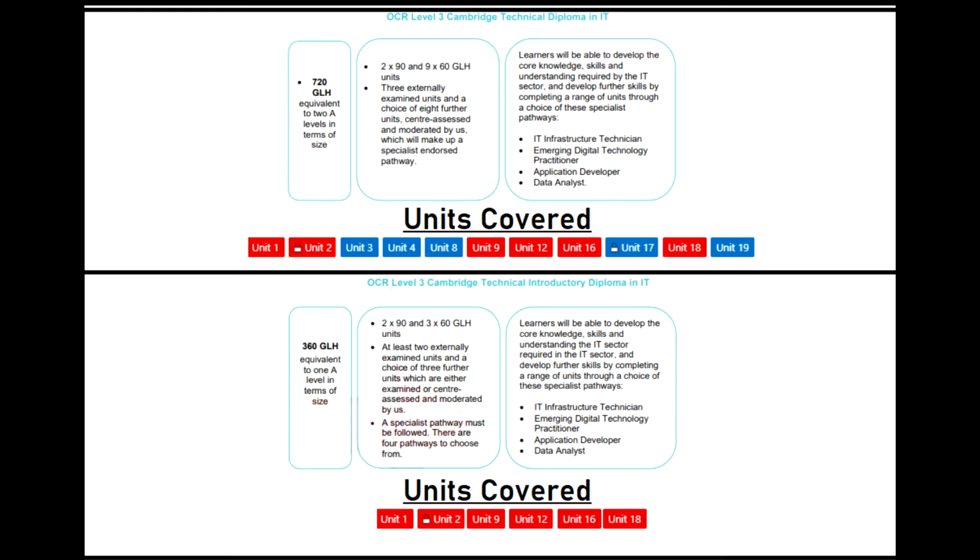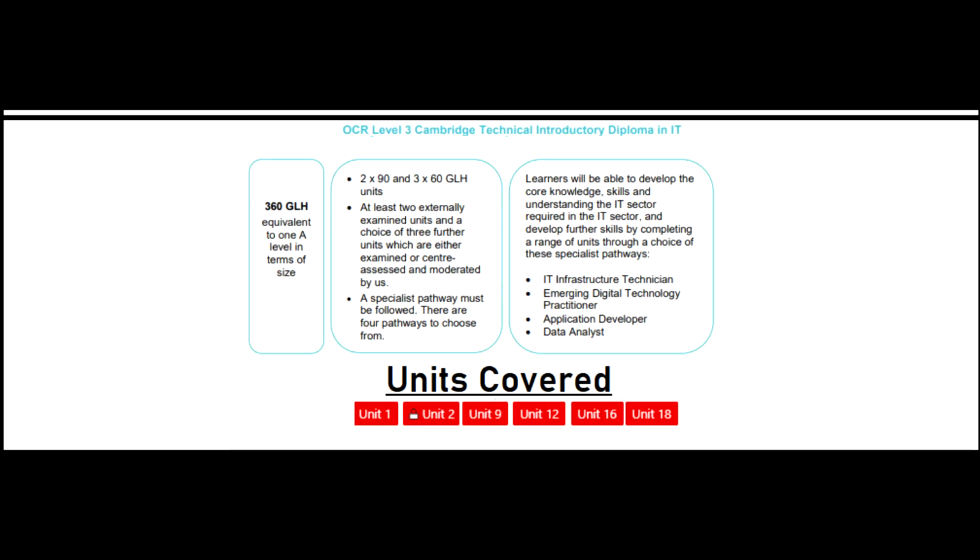The introductory diploma is the single award, which has fewer units in it, but it is equivalent to 1 A-level, which means you can study 2 other vocational courses or A-levels alongside the course. So let's dive into what's being taught in the single award.